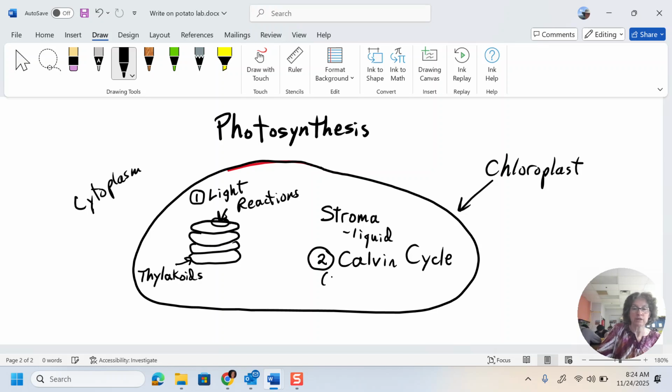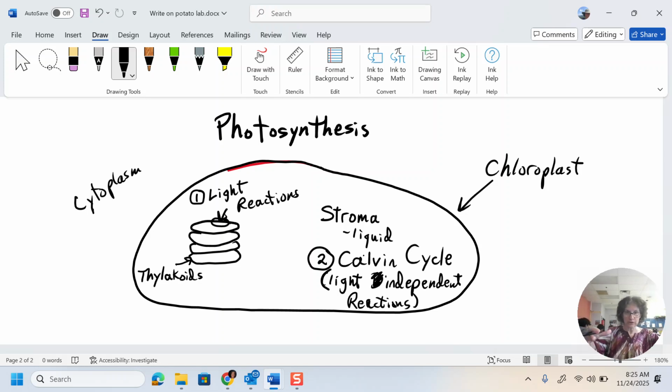We sometimes call these the light-dependent reactions. Nope, that's not right. The Calvin cycle reactions are light-independent, because they don't directly need light. But they do need the products of the light reactions in order to happen. So you have to have the light reactions happen first before the Calvin cycle, the light-independent reactions, is going to be able to happen. So those are the two steps.